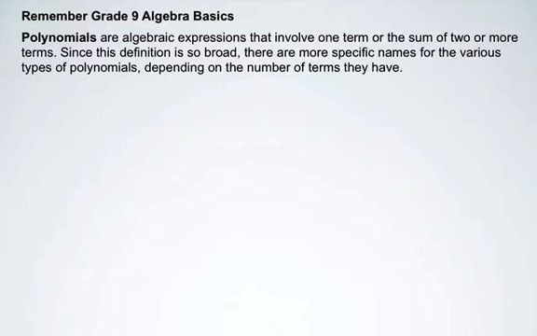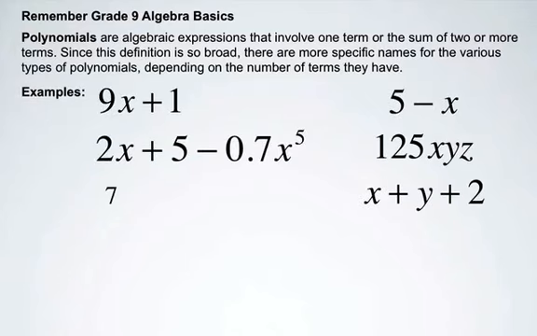Polynomials are algebraic expressions that involve one term or the sum of two or more terms. Since this definition is so broad, there are more specific names for the various types of polynomials, depending on the number of terms they have. So here are some examples. Notice each one has a different number of terms.